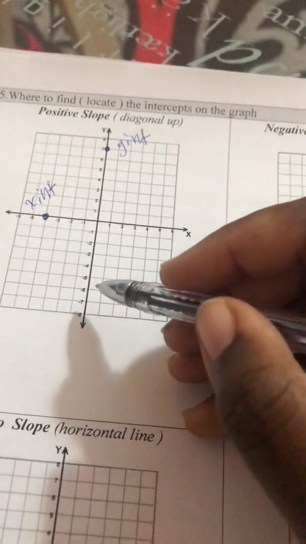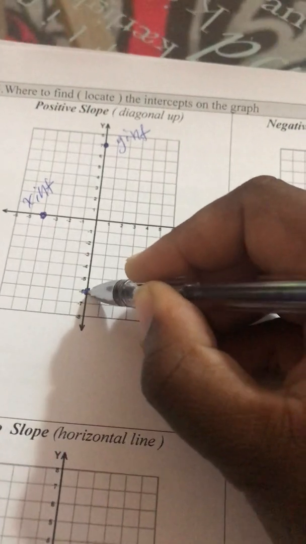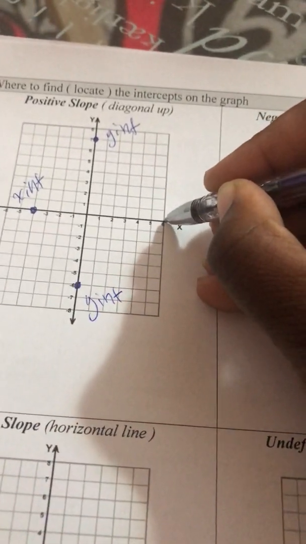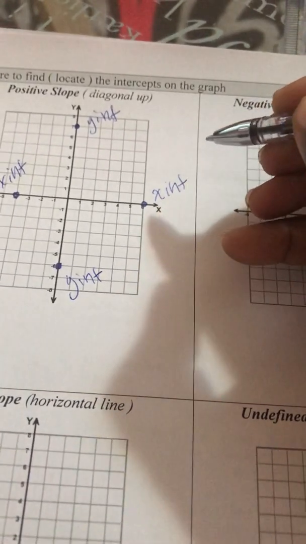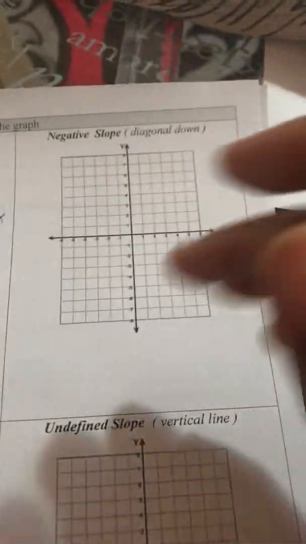I can do another one here. This will be your y-intercept. And then we can do here, this will be your x-intercept. And then with your ruler, you join. I will join at the end.